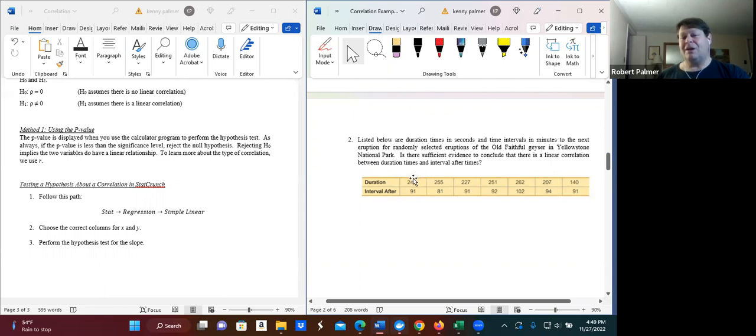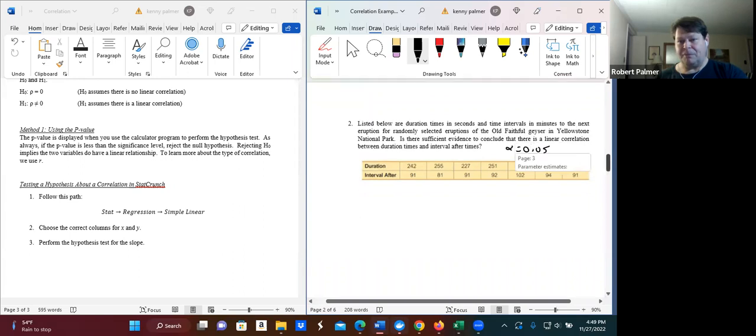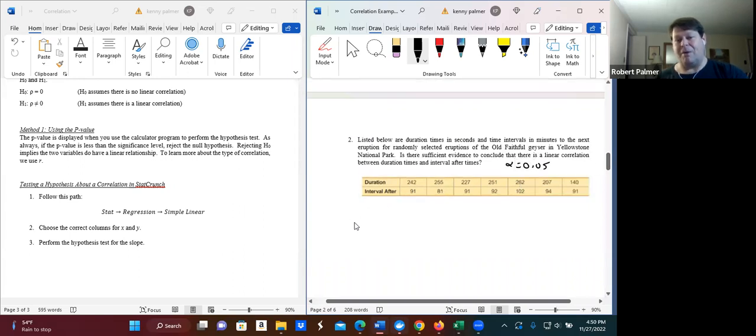So the question is, is there some relationship between how long an eruption lasts and the time until the next eruption? Maybe you're wondering if the eruption lasts longer, if the duration is longer, there might be a little longer interval afterwards. Maybe it needs to replenish itself in some way. All right. Now also let's go with alpha 0.05. I didn't say here what that should be. That's fine. And let's take a look at our hypotheses again. So the same hypotheses.